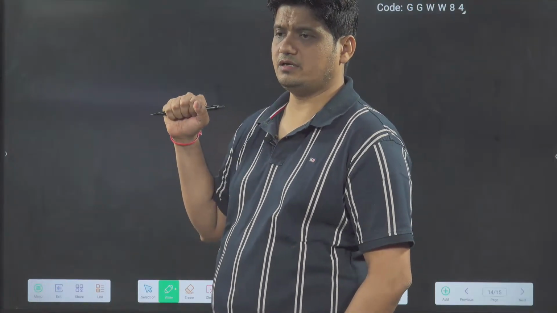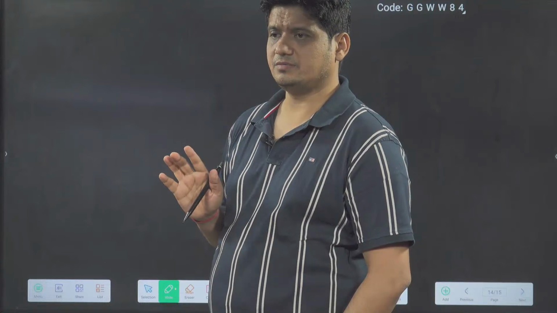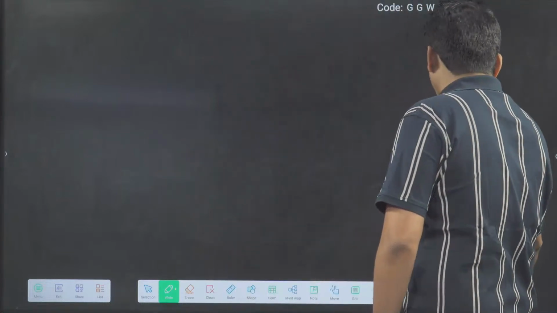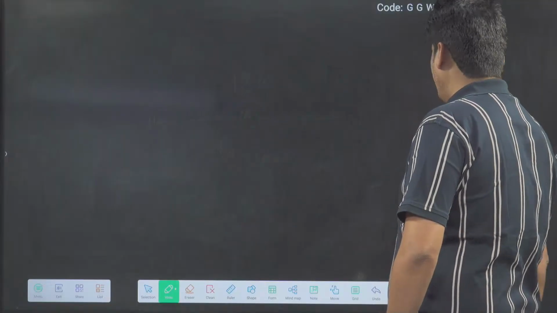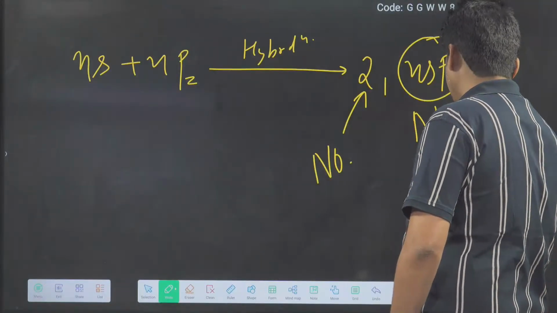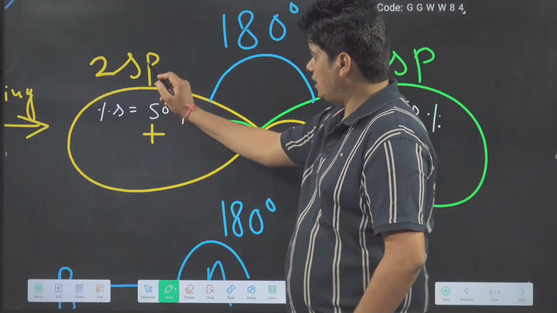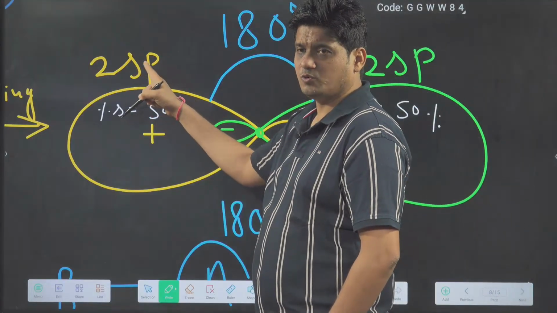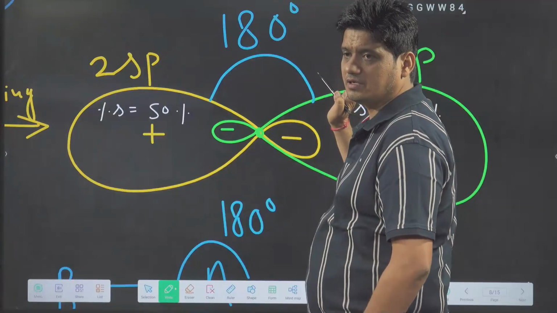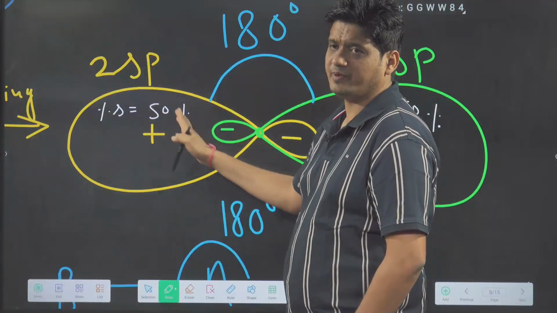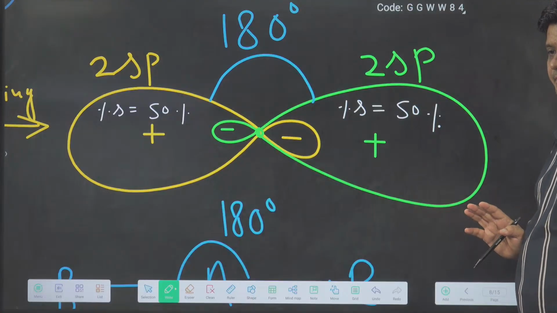Last statement, which one? Percentage character. That one, 50%. In case of sp, how many hybrid orbitals will come? 2. For this, how many s? 1 and p. So percentage s will be 50. For this also percentage s is 50. So each has 50% s, 50% p.